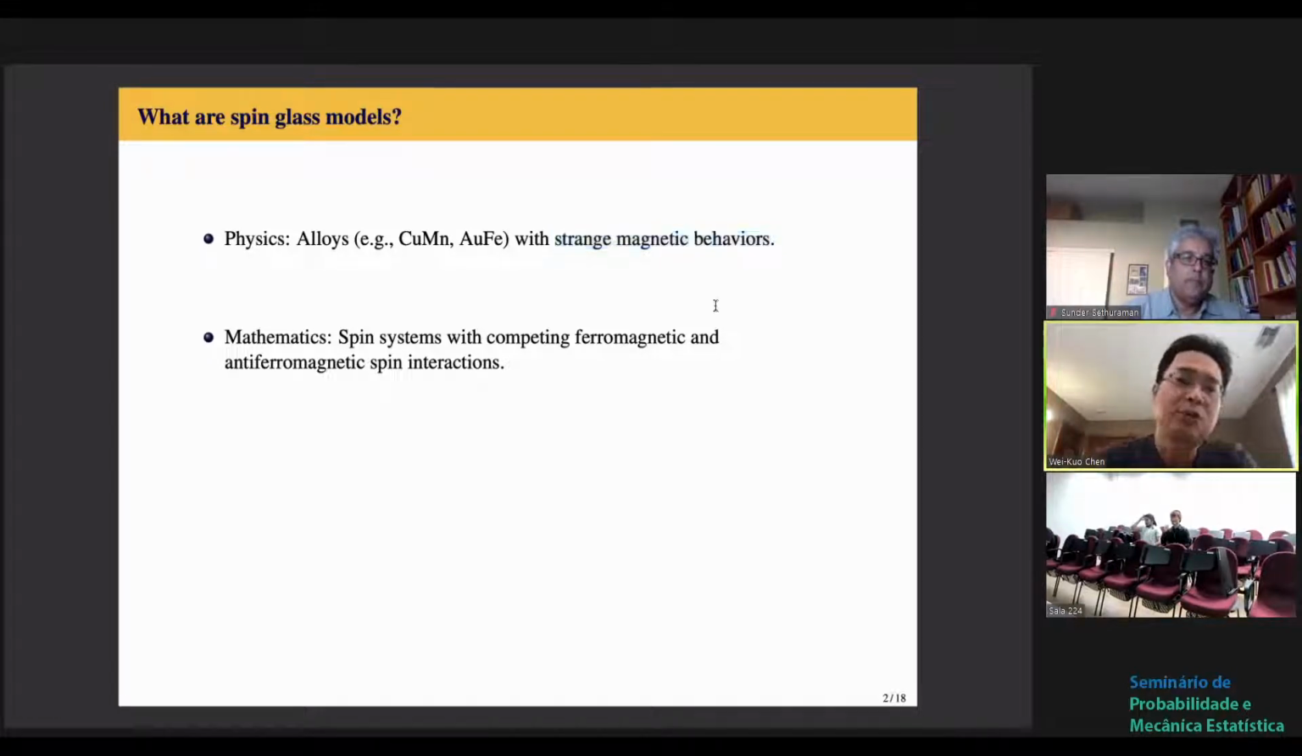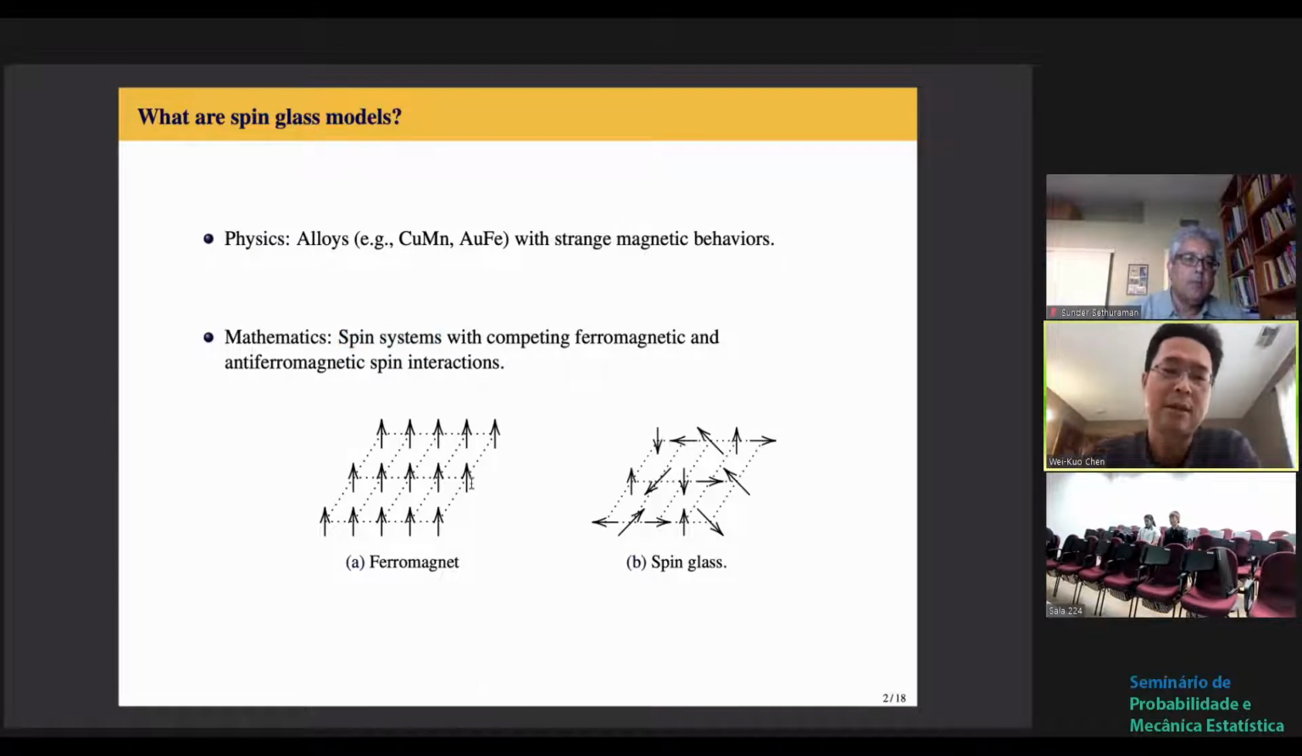All right, so mathematically, the formulation of the spin glass model is very easy to formulate. In short, this is a spin system with both ferromagnetic and antiferromagnetic spin interactions. There will be two different types of interactions competing with each other, and of course, there should be some phase transition depending on the competition. This is a very rough picture.